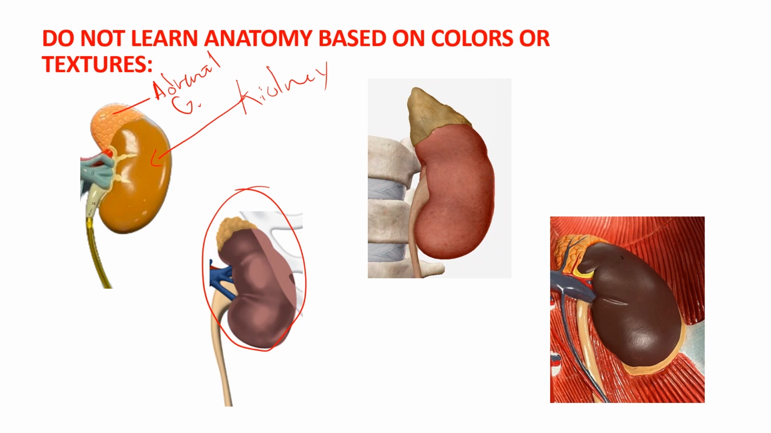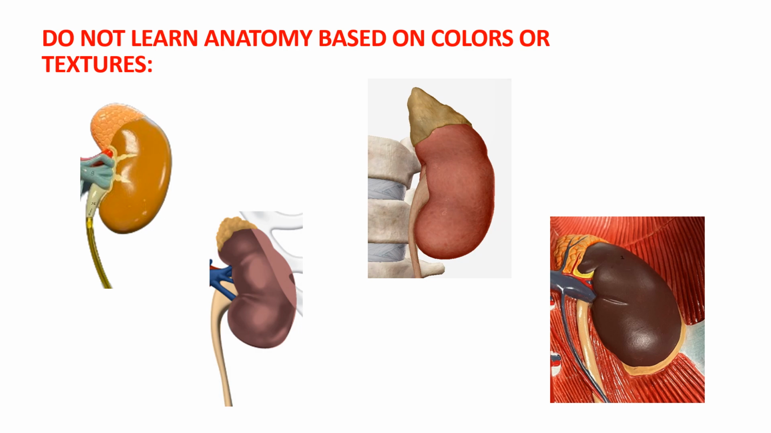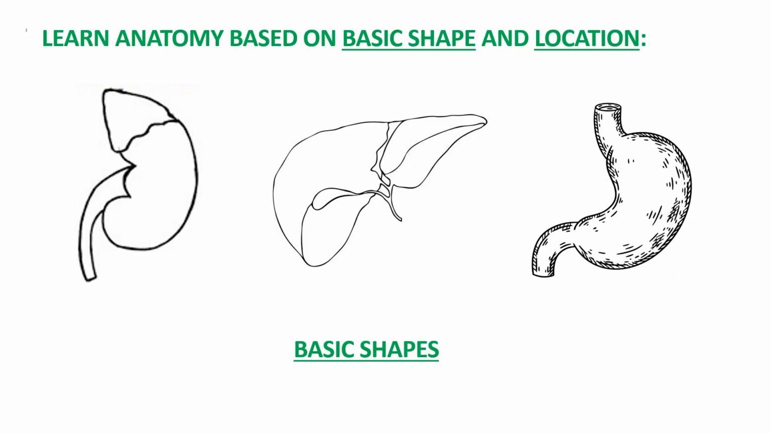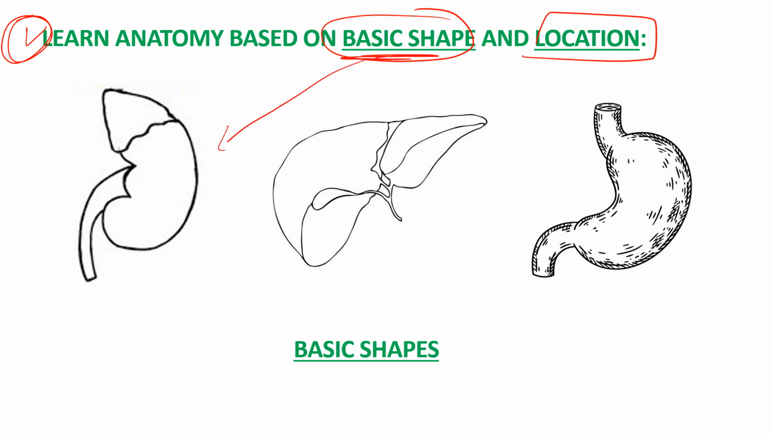But this is the thing. You need to practice in your head to create a very simple picture of an organ. This is my suggestion. Keep this in mind when you try to learn anatomy. Learn anatomy and structures based on basic shapes and locations. Now, let's focus first on basic shapes. Now that you saw those pictures behind, you might recognize that this is the kidney and this is the adrenal gland.